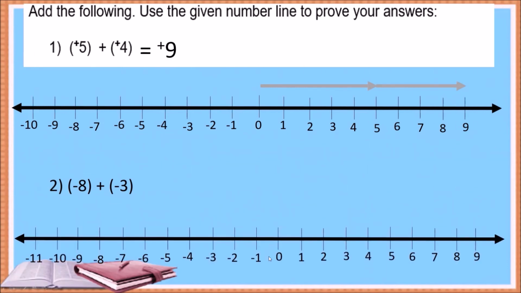So ito yung number line, from 0 origin to negative 8. From negative 8, kakount tayo ng pakaliwa ng tatlo. 1, 2, 3 hanggang negative 11. Therefore, negative 8 plus negative 3 is equal to negative 11.